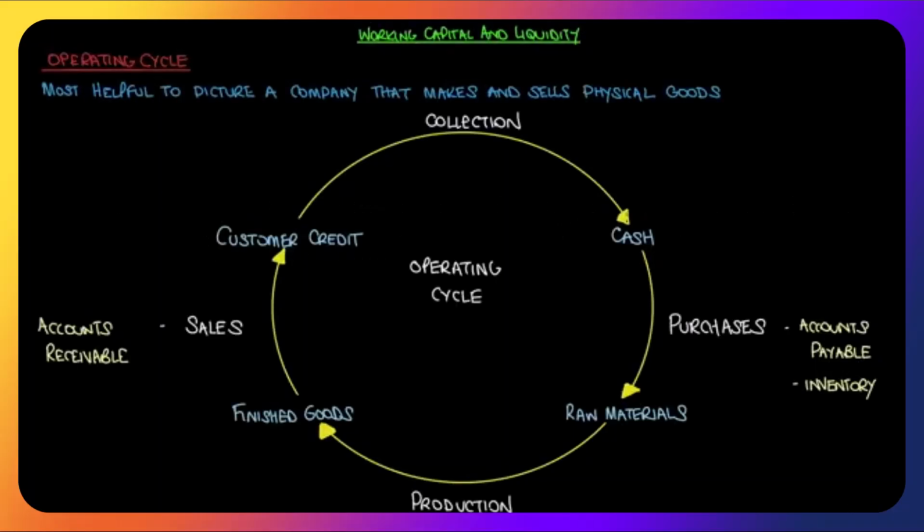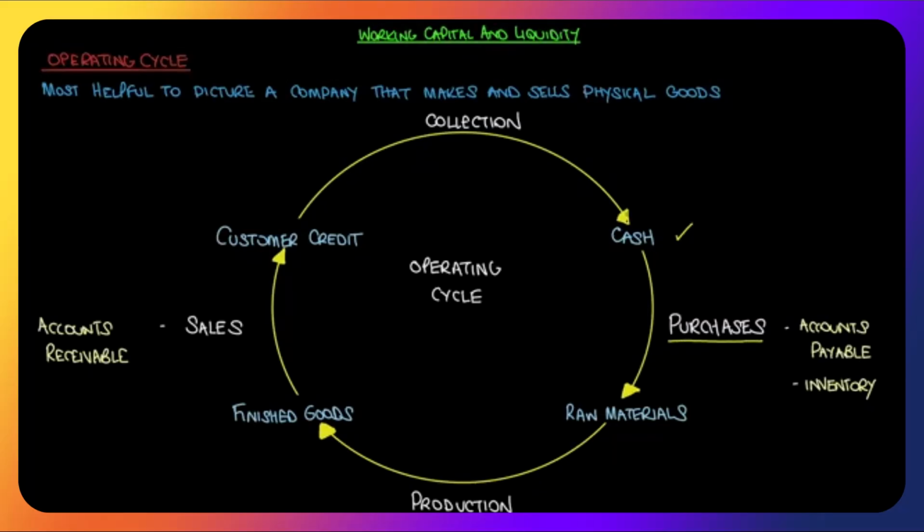First of all, we'll define the operating cycle. And as it says here on the slide, it's most helpful to think just of a basic company that makes and sells physical goods. We buy raw materials, we turn them into a finished product and we sell it. Our operating cycle is this yellow circle. So we can kind of start anywhere we like, but let's start here. We have some cash, we've raised capital. We're going to use that cash to make purchases.